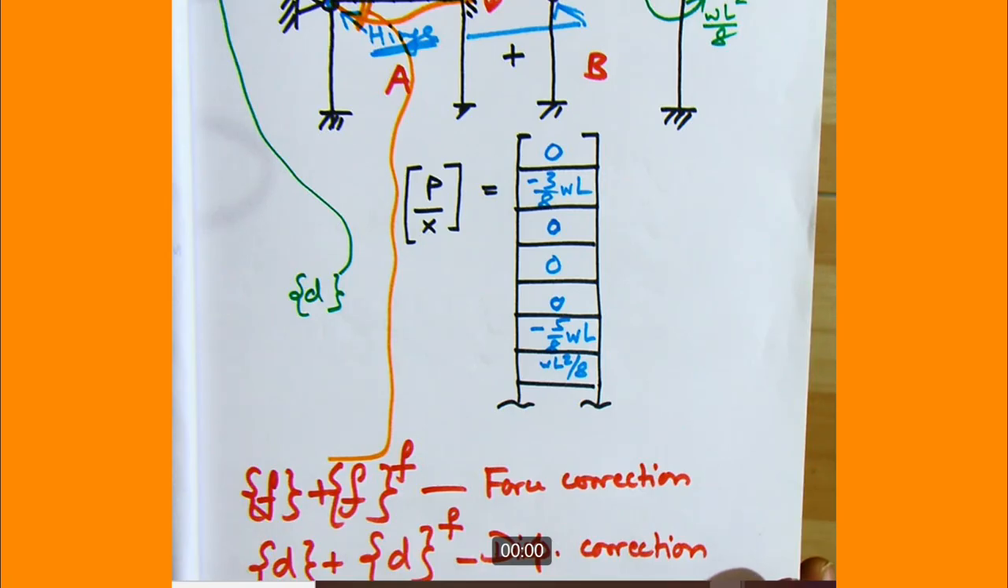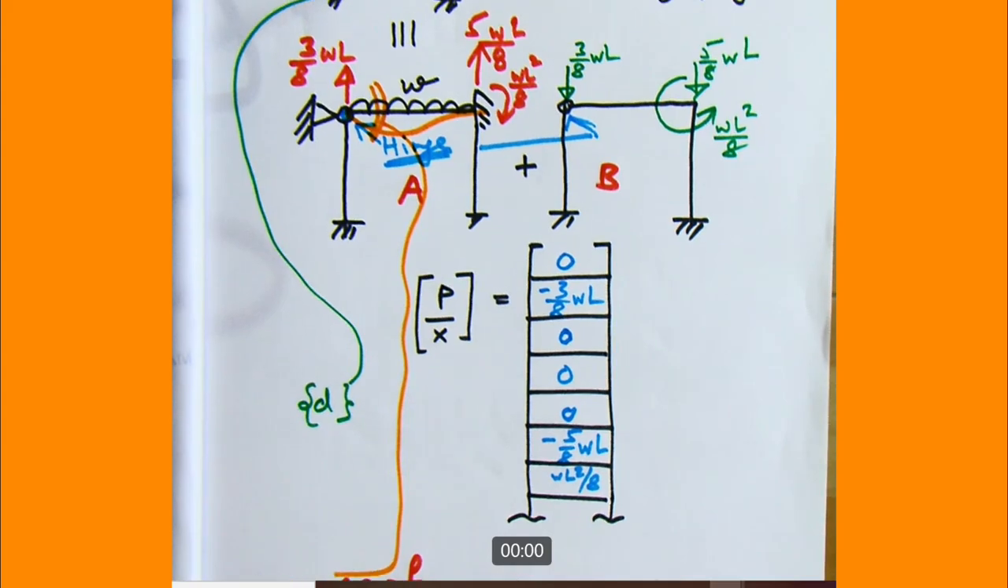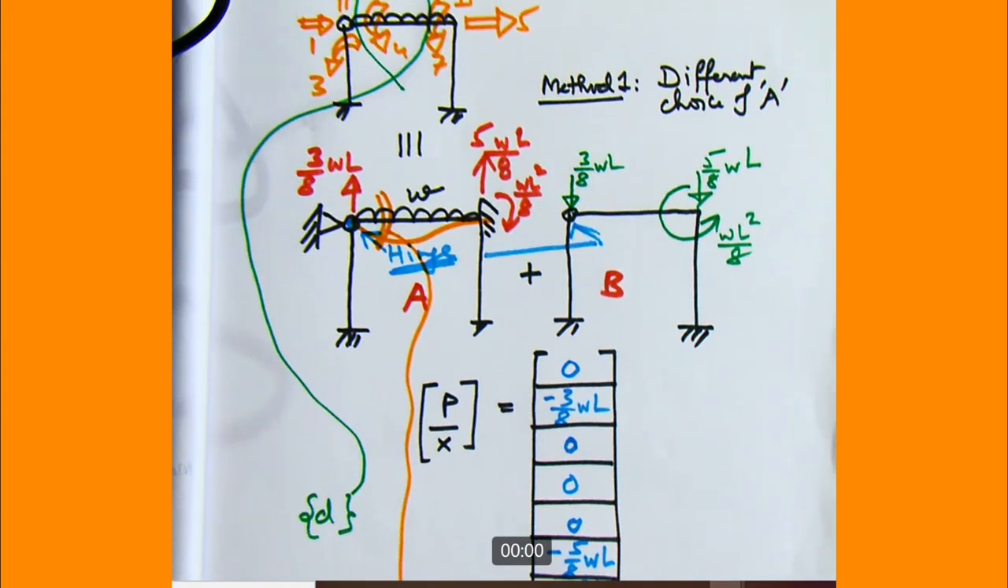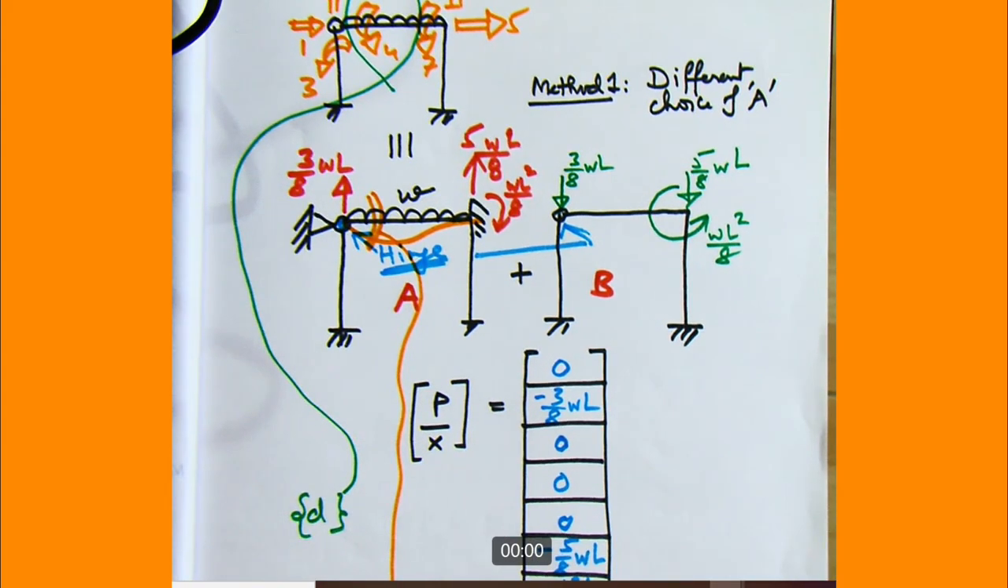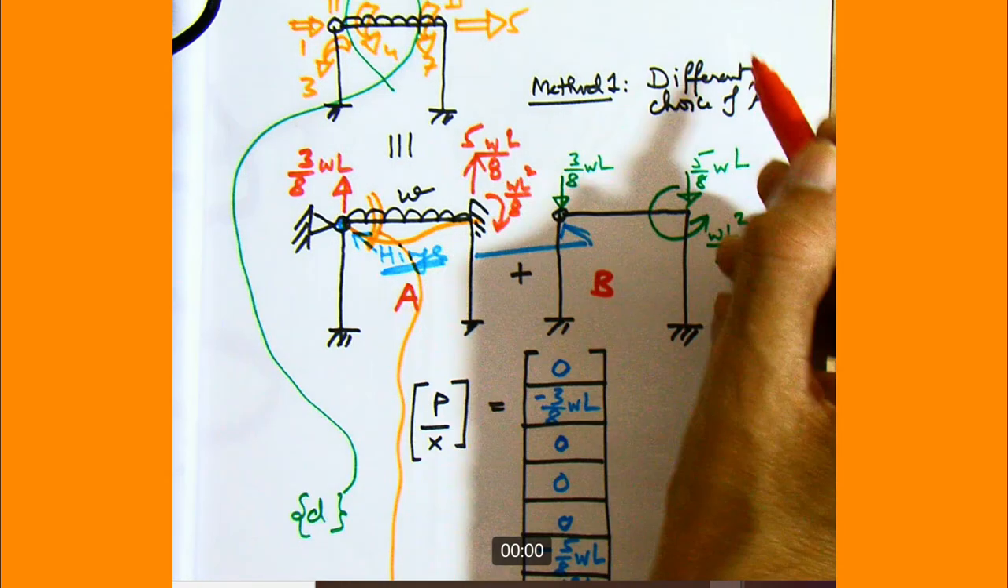Excuse me, sir. Yes. Excuse me, sir. Sir, could you please explain the load vector once again for this? For the modified case, method 1 with a different choice of A, right?